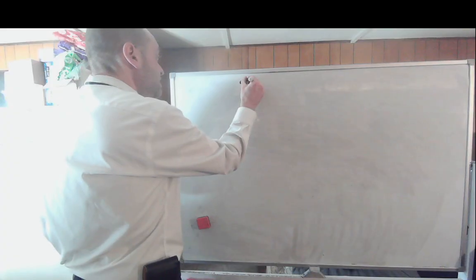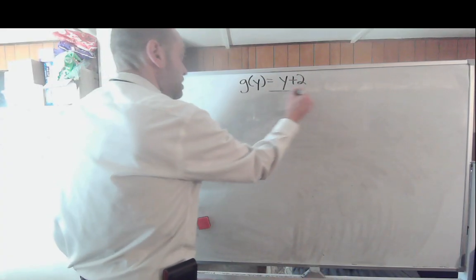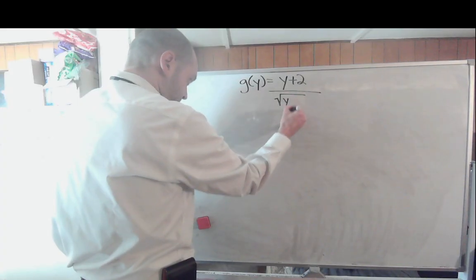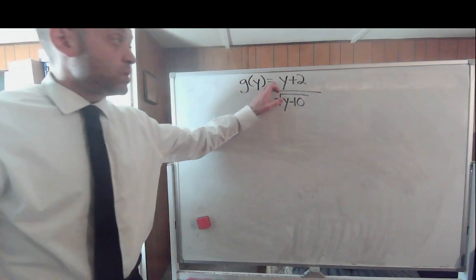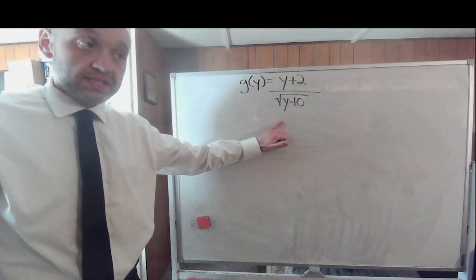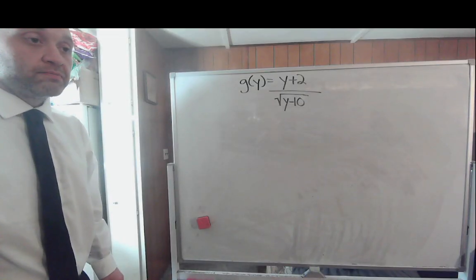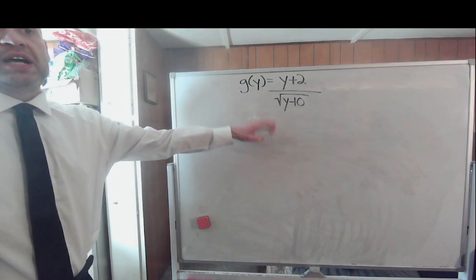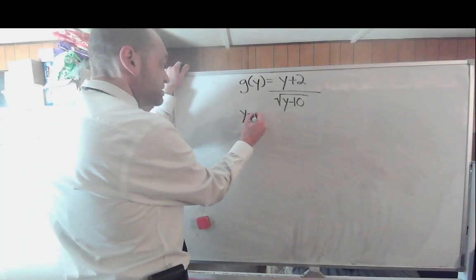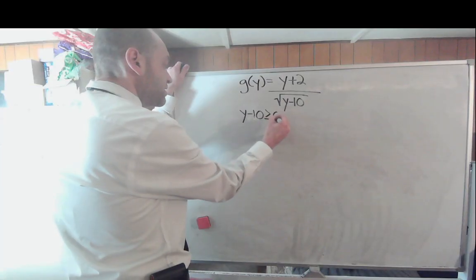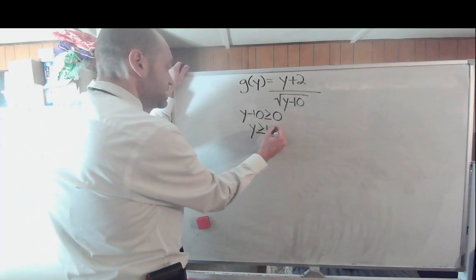Alright, so we have g of y equals y plus 2 all over the square root of y minus 10. So g of y equals y plus 2 all over the square root of y minus 10. Well, let's look at the square root in general, right? The square root is only defined for positive values. So that means that y minus 10 would have to be greater than or equal to 0, right? So let's figure out where y minus 10 is greater than or equal to 0. That would have to mean y is greater than or equal to 10.